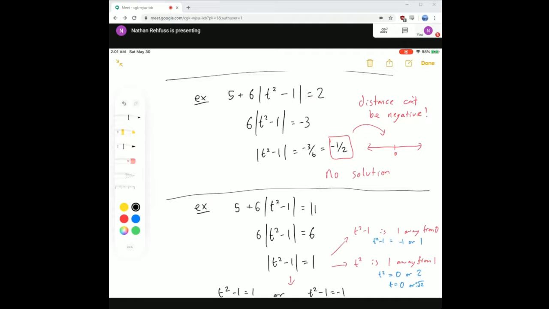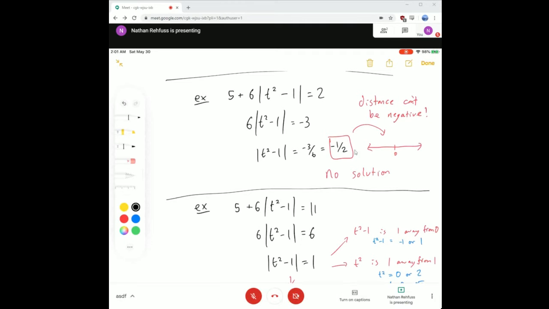So it just doesn't make any sense to say that an absolute value is negative. Absolute values are magnitudes, and those are by definition always positive, is another way to think of it. So since distance can't be negative, there is no solution to this equation. Absolute value is never going to spit out a value of negative 1/2. So we isolated the grouping symbol, but when we found out that this was impossible, we knew we could go no further.